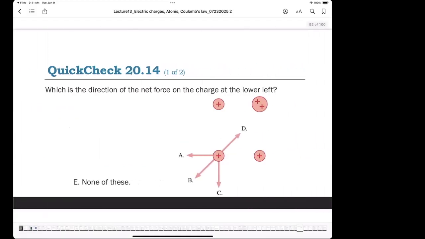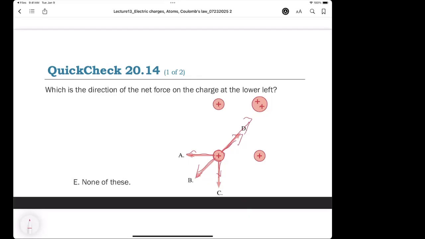Okay, let's check this question. Which is the direction of the net force on the charge at the lower left? You can see here, from here to here they have this direction, and from here they have this direction. These two will have this direction, but here they have a bigger one, which means it should have this direction as the net force. That makes sense to you?